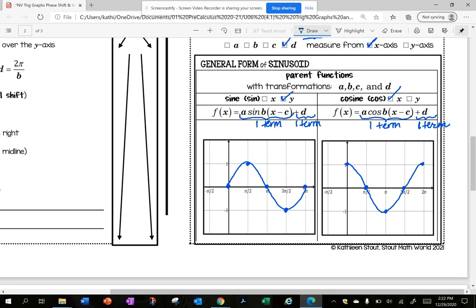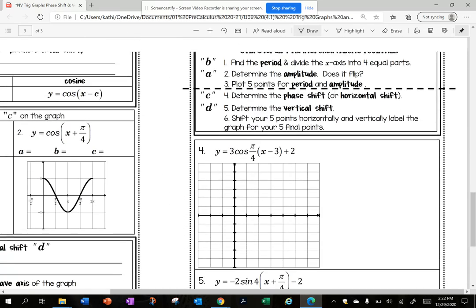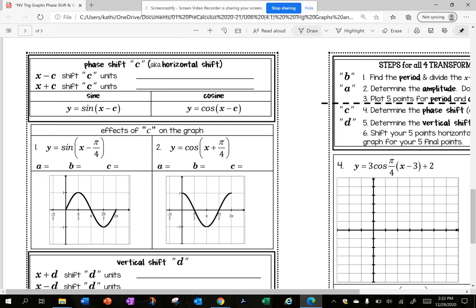All right, let's do some examples here. Okay, so the phase shift is what would be called the horizontal shift for standard transformations. So this is a horizontal transformation, so I call this backwards. So x minus c means I'm going to go to the right c units. And x plus c means I'm going to go to the left c units.